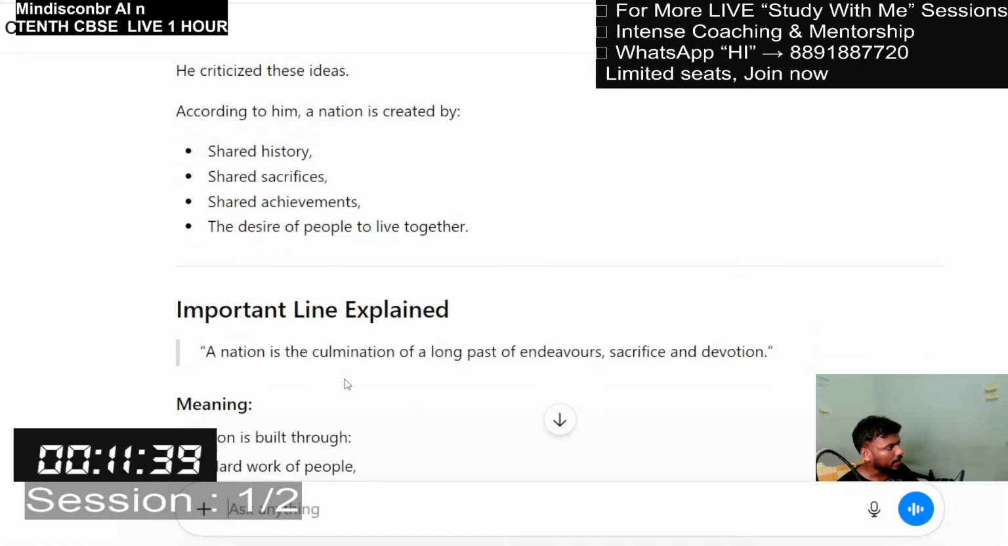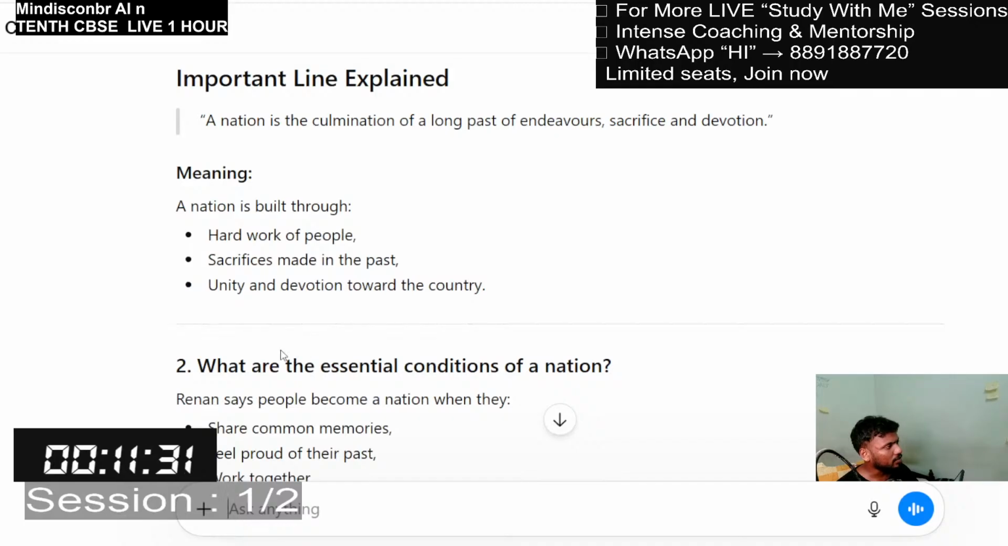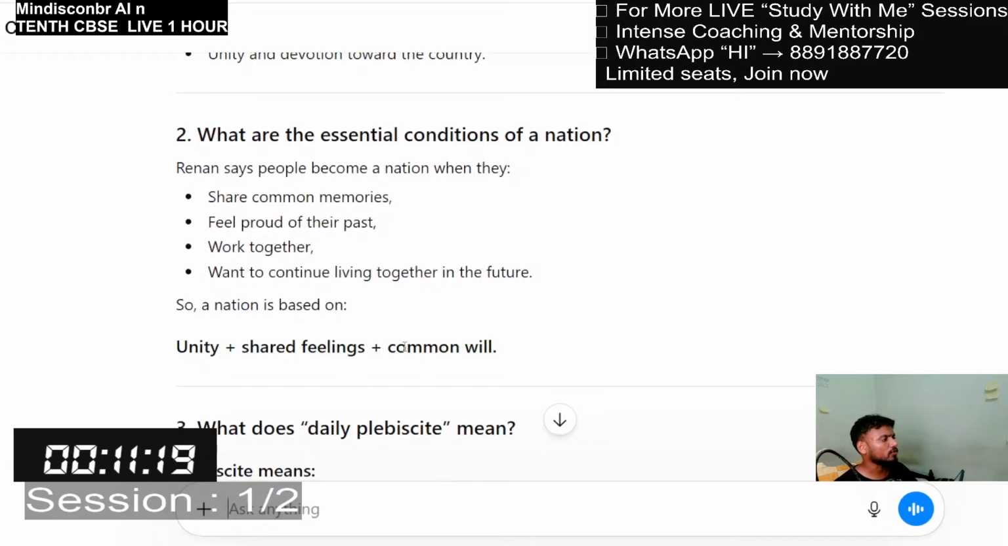Important line explained. A nation is the culmination of a long past of endeavors, sacrifice, and devotion. Meaning, a nation is built through hard work of people, sacrifices made in the past, unity, and devotion toward the country. What are the essential conditions of a nation? Renan says people become a nation when they share common memories, feel proud of their past, work together, and want to continue living together in the future. So, a nation is based on unity plus shared feelings plus common will.